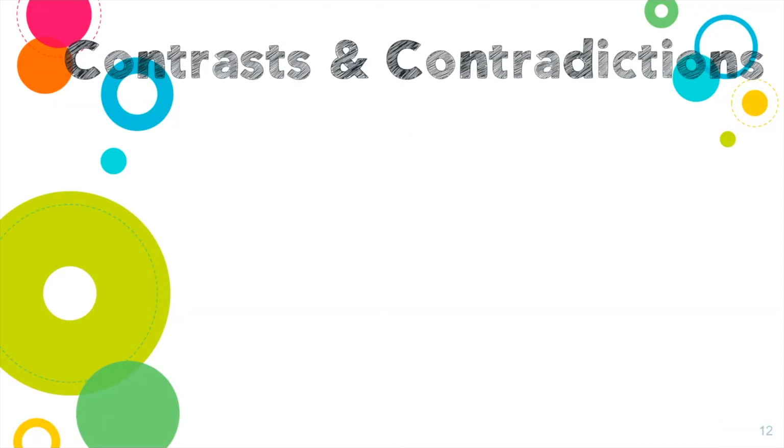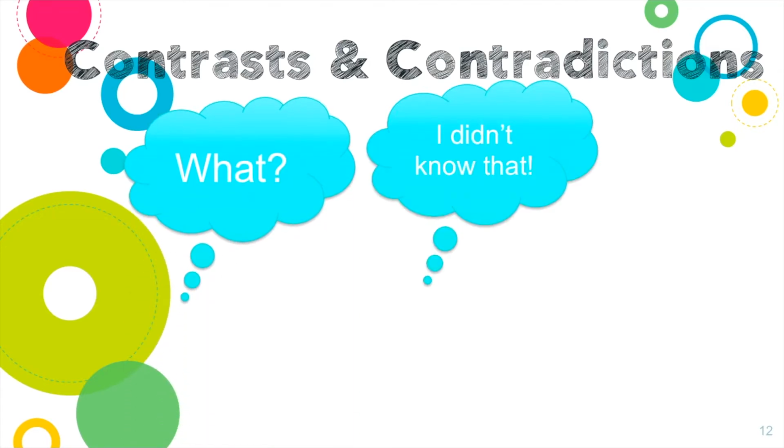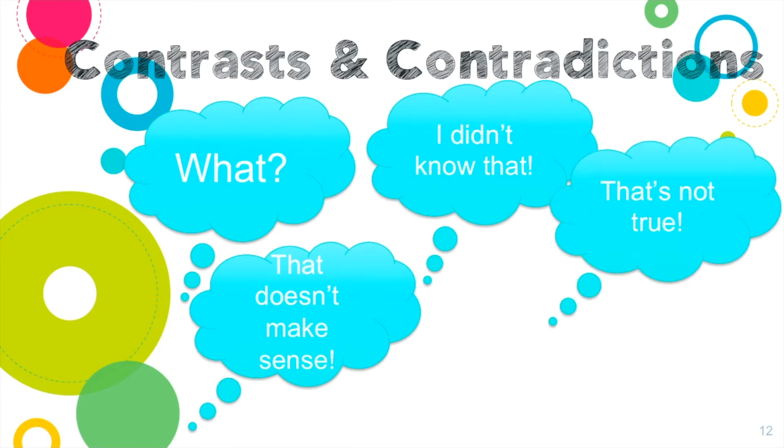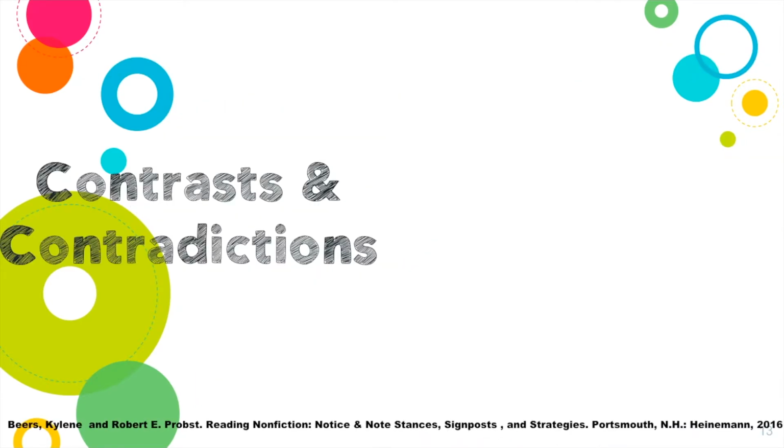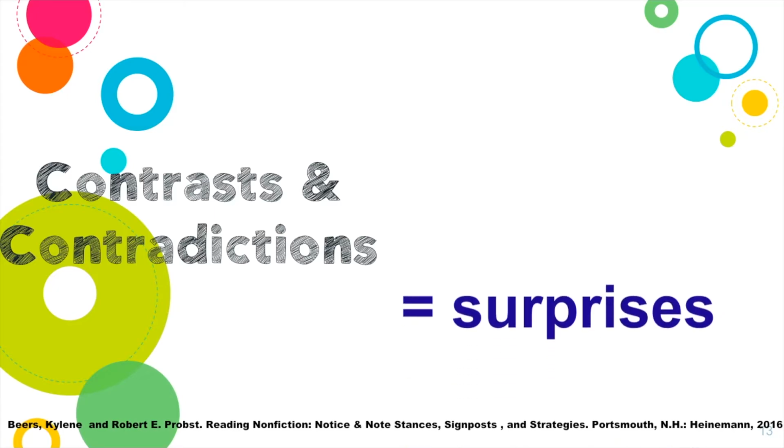When you come across a contrast and contradiction, there are several things that could happen. In your mind, you might be thinking of, what? I didn't know that. That doesn't make sense. That's not true. Before the character said or did this, but now they are saying or doing the opposite. These are all the reactions that you will have that will help you to identify the different contrasts and contradictions. In essence, contrasts and contradictions are surprises.